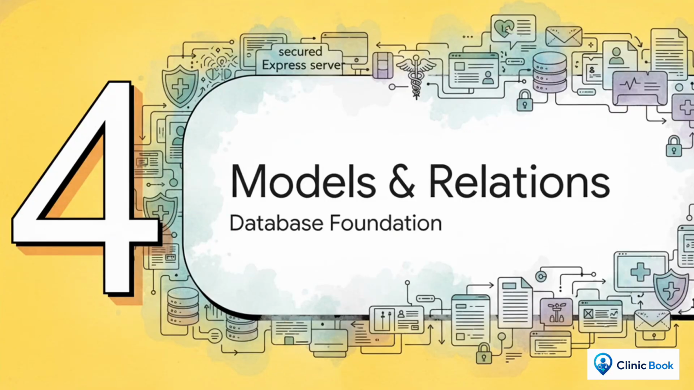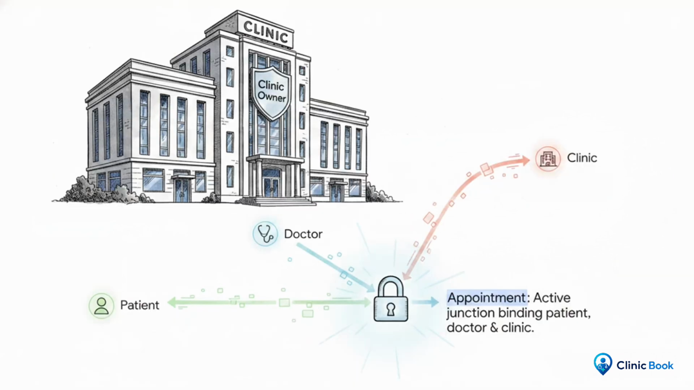Okay, Section 4, Mongoose Models and Relationships. With Express locked down, let's dive into our Mongoose schemas. You really need to understand the relationship constraints here because they dictate how all our data flows. The clinic owner model is a heavy, top-level schema, managing multiple clinics, admin approvals, and bcrypt password hashing.